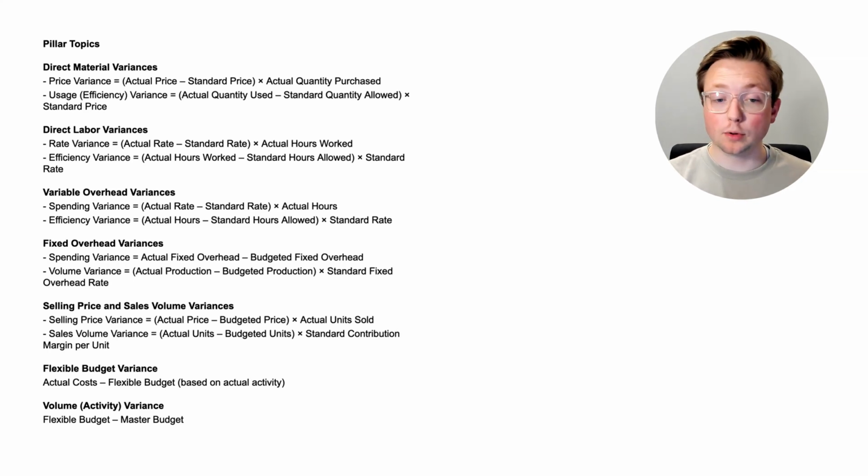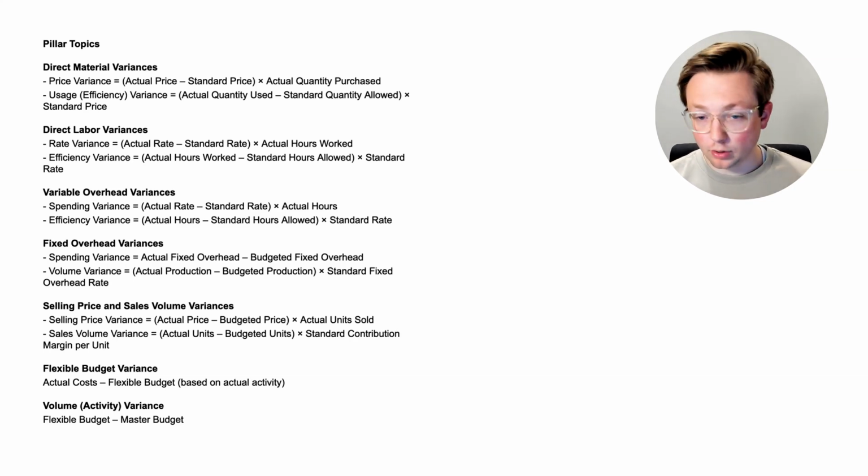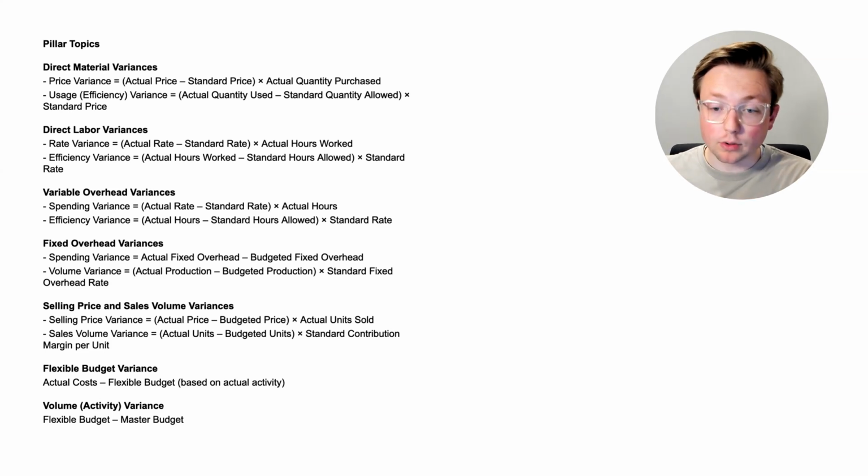Now let's talk about the variable overhead variances. There's the spending variance for variable overhead, and that's the actual rate of overhead less the standard rate for overhead multiplied by the actual hours. And then there's the efficiency variance, which is the actual hours less the standard hours allowed multiplied by the standard rate. I'm sure you're seeing the pattern here.